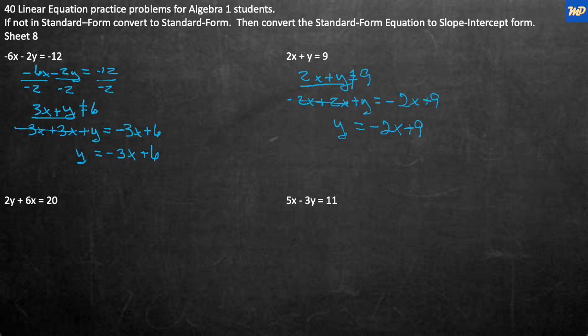Problem finished. Next problem. The negatives and everything are good here. We do have a common factor. Look at 2, 6, and 20. The 6 is in the wrong spot. The 6 belongs over here somewhere. So we're going to rewrite this. So it's going to be 6x plus 2y equals 20. Okay, we have a common term.